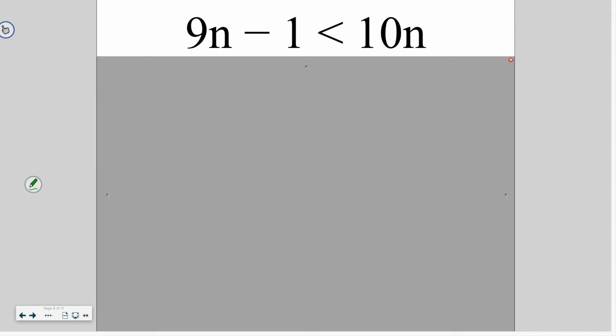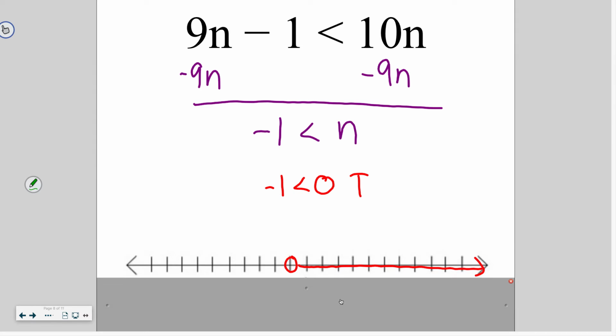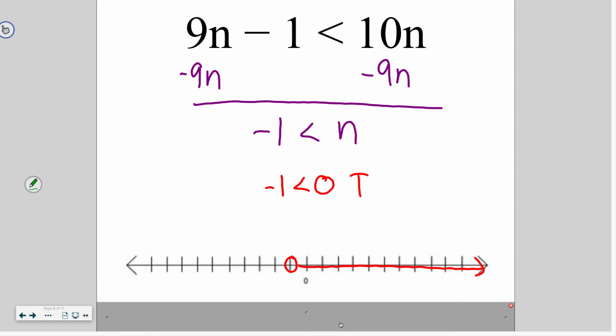Go ahead and try this one on your own. After solving, you get an answer of -1 is less than n. Putting that open dot at -1, plugging in 0 for n, -1 is less than 0, so that arrow is going to the right to include 0.